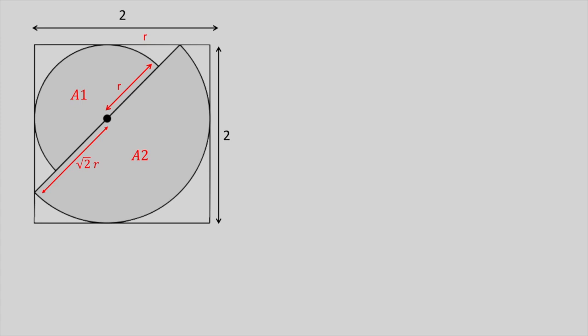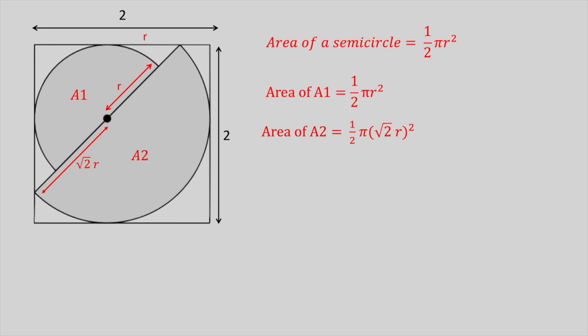So now we can calculate the areas. We know that the formula for the area of a semicircle is equal to a half pi r squared. And of course, the radius of the smaller semicircle, A1, is equal to r. So the area is just a half pi r squared. Now, the area of A2 is going to be a half pi multiplied by root 2 r all squared, as root 2 r is our radius. If we expand that out and simplify, we are left with pi r squared.